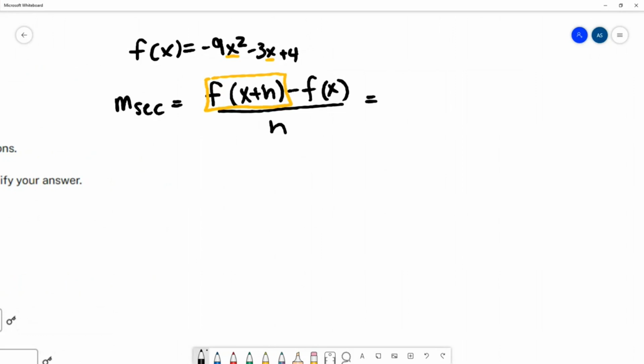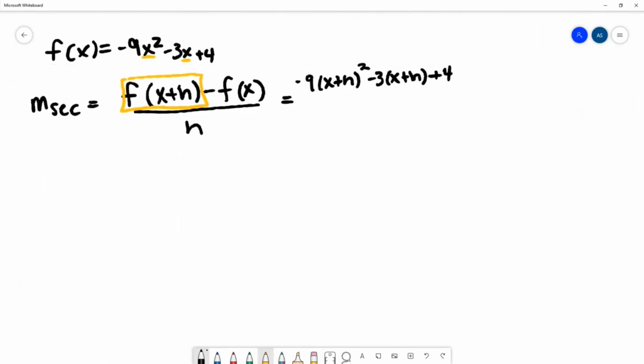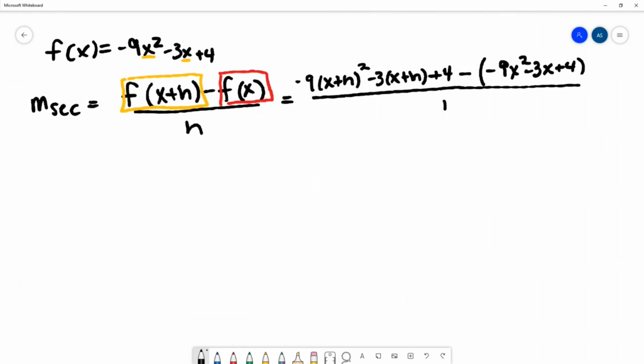So that will give us negative 9 times x plus h squared minus 3 times x plus h plus 4. But then we're going to subtract f of x, which is our original function. So we're going to subtract, and I'm going to put parentheses to make sure I'm subtracting the whole function. I'm going to subtract negative 9x squared minus 3x plus 4, and all of this is over h.